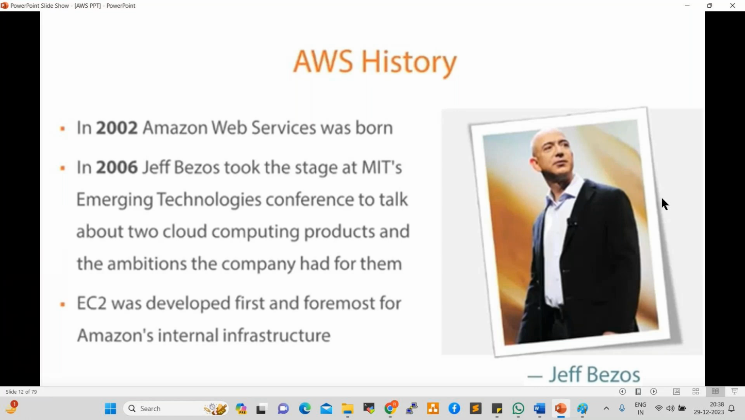So every organization is using at least two cloud platforms, either AWS and Azure or AWS and GCP, like that, right? So AWS is in first place. It occupies 33% of the market share. Every organization is using AWS.